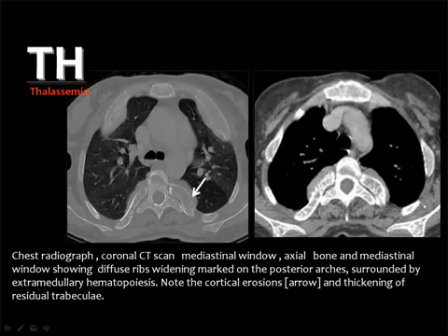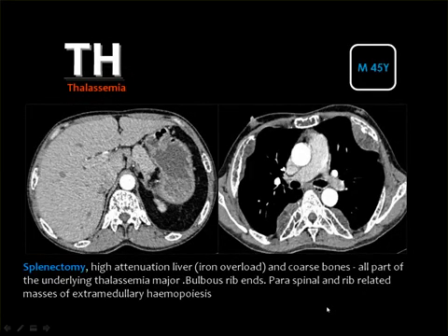And here you see that the diploic space within the ribs is markedly expanded. There are vertical striations, especially noted in the posterior aspects of the ribs, and this may be associated with soft tissue masses along the affected ribs, which is known as extramedullary hematopoiesis.